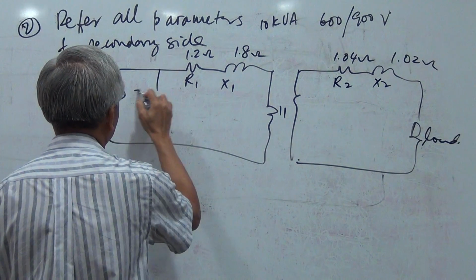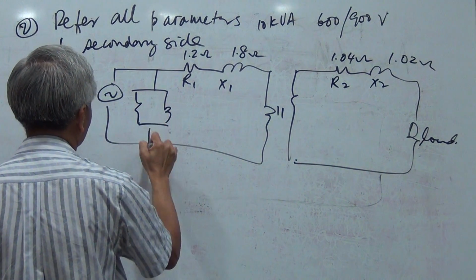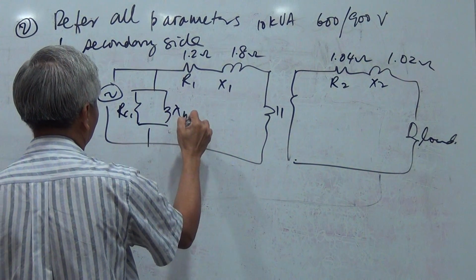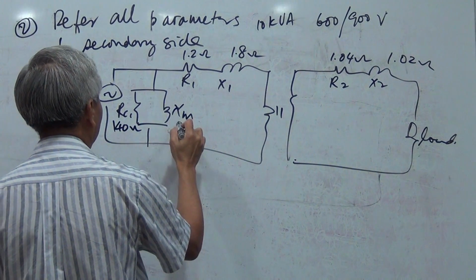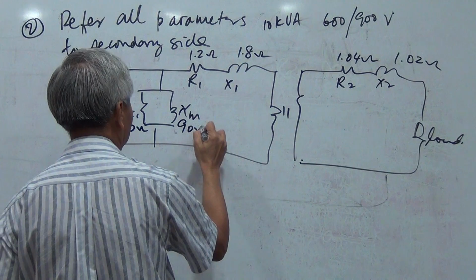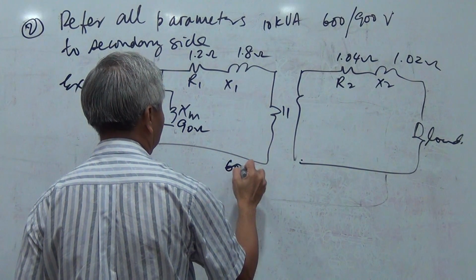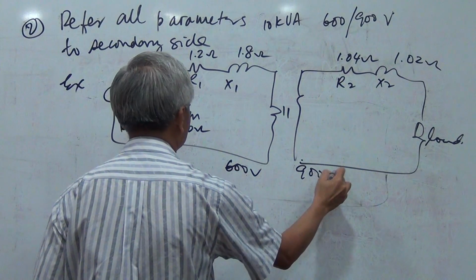Alright, and I have this core loss RC1 and XM1. Say here is 140 ohms, and here is equal to 90 ohms. Okay, so it's 600 volt, 900 volt.